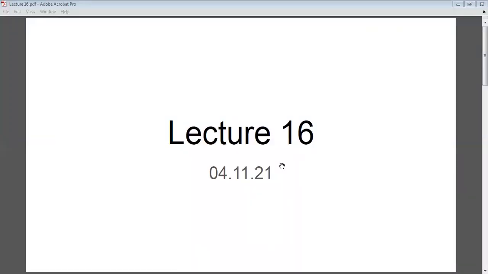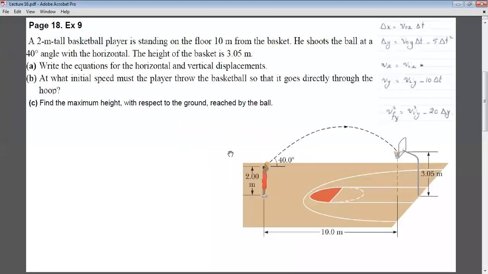Hello. So today also we will continue solving problems on projectile. A 2-meter tall basketball player is standing on the floor 10 meters away from the basket. Okay, so he is 2 meters tall and he is 10 meters away from the basket.